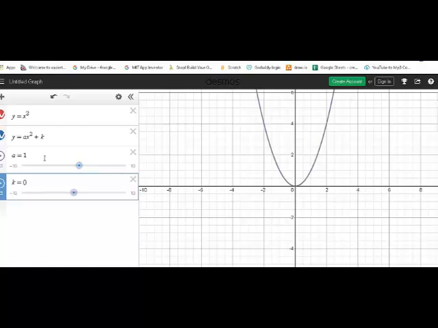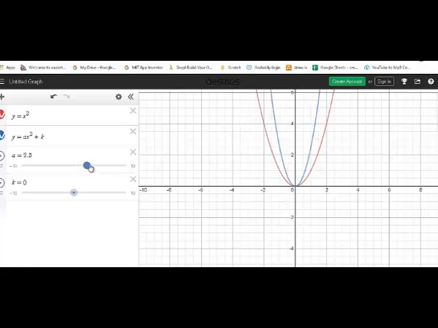What will happen if the a value changes? Let's change a to a number greater than 1. If I move the slider to the right, you can see that as a increases, the graph of the base function is going to be stretched vertically or compressed horizontally. So when a is greater than 1, the graph of the base function is going to be stretched vertically or compressed horizontally.